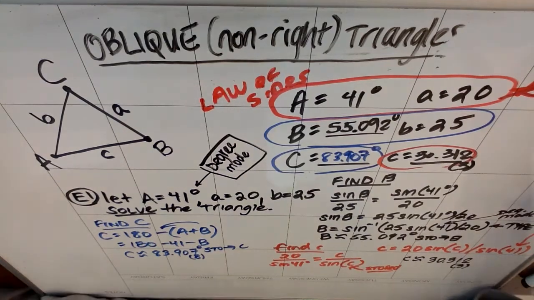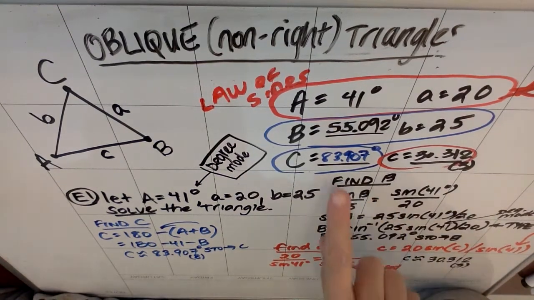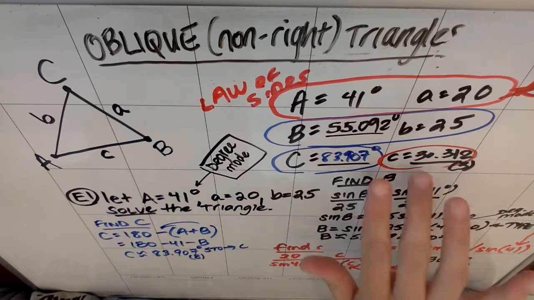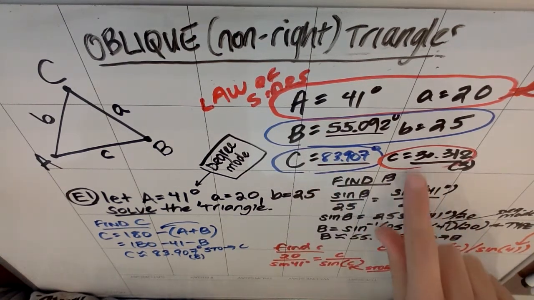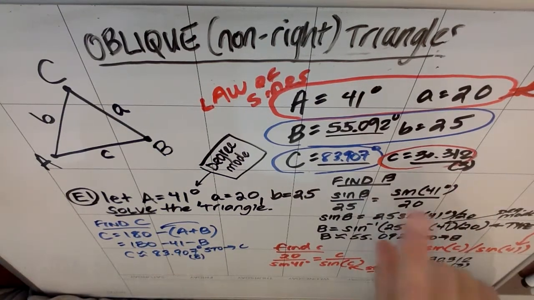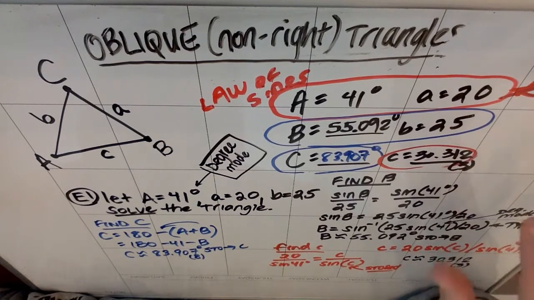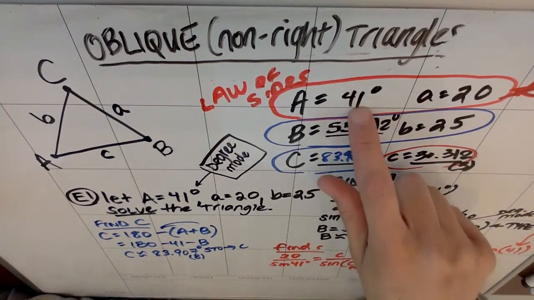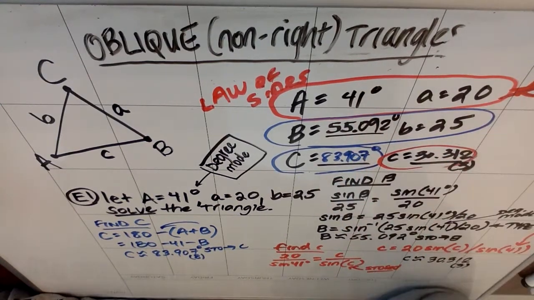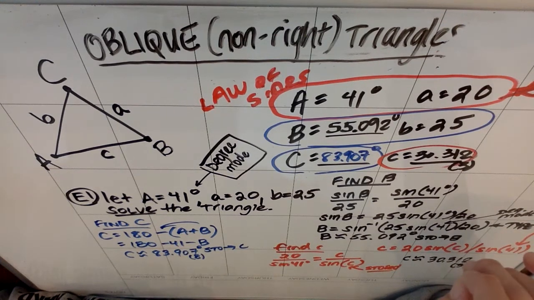The second thing I want you to notice is that the biggest angle is always opposite the biggest side. So the 83 and change is the largest angle, and sure enough, the largest side is also c, which is the 30 point stuff. The next biggest angle is the 55, and sure enough, the 25 is the medium side, and the smallest angle is the 41, and the smallest side is the 20. So this is a good way to do a self-check that you haven't made a simple error when doing these calculations.